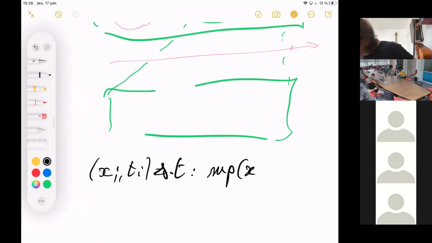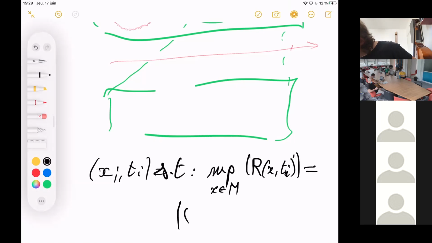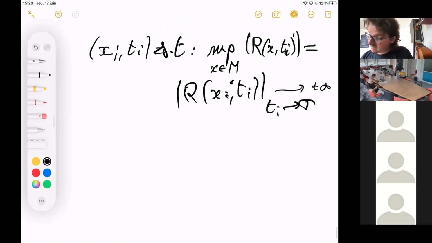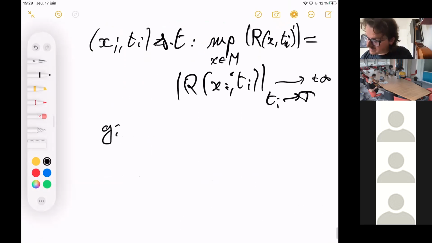So that the sup of the norm of the curvature at time t_i is equal to the norm at x_i. And so we know that this is going to plus infinity, where t_i is some sequence which is going to the singular time. Next, we define a sequence of Ricci flows.